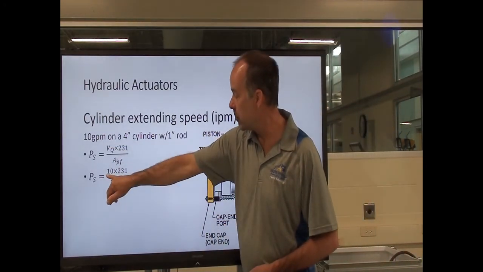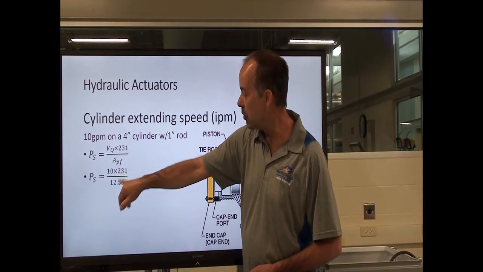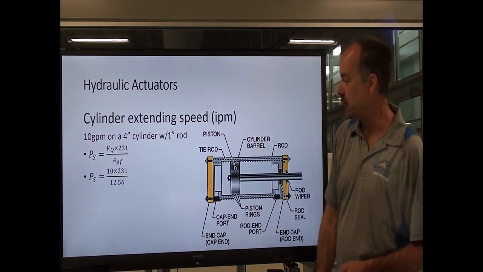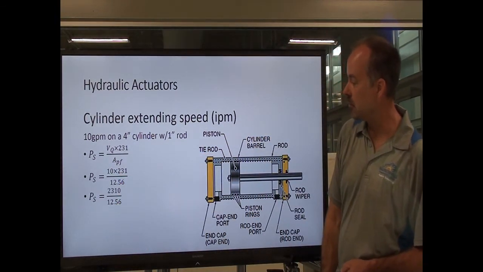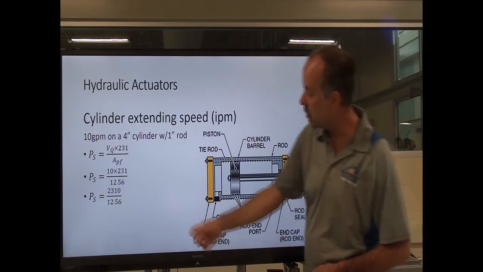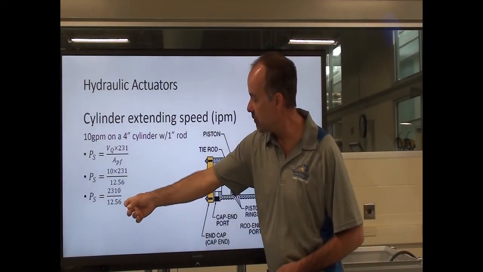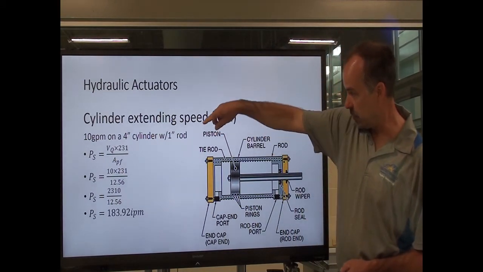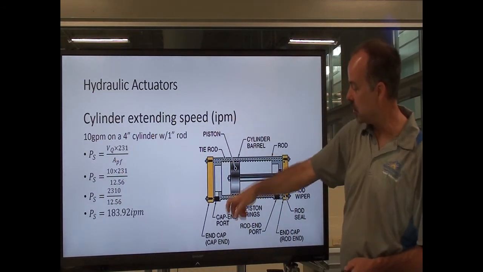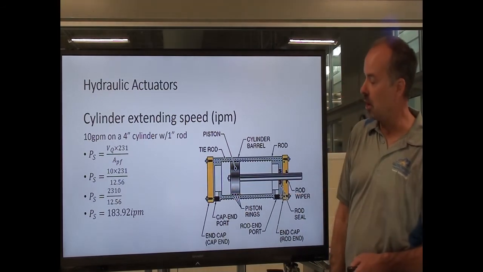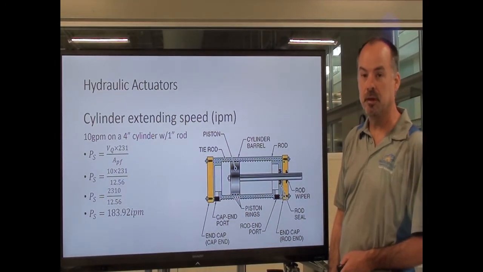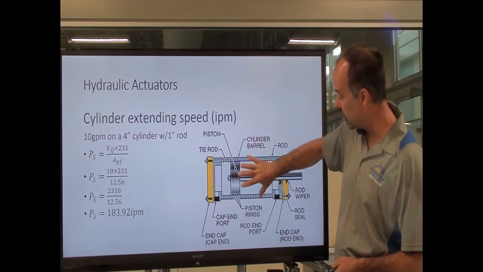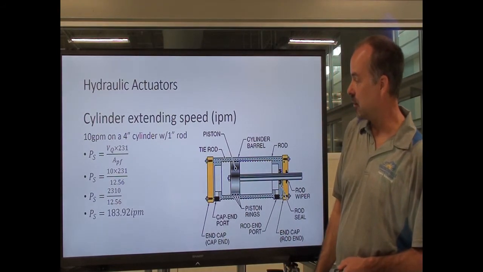So 10 gallons per minute times 231 divided by our piston face area comes up with 2,310 divided by 12.56. If we had 10 gallons per minute coming into this cylinder, it would move at 183.92 inches per minute. So that's how you calculate the extending speed.